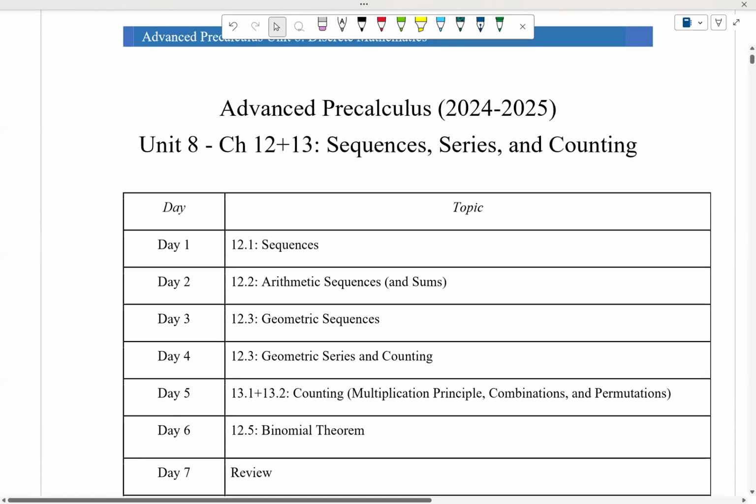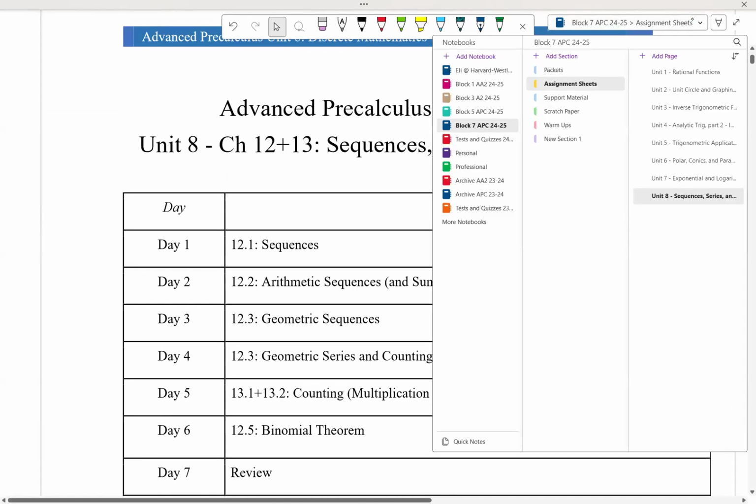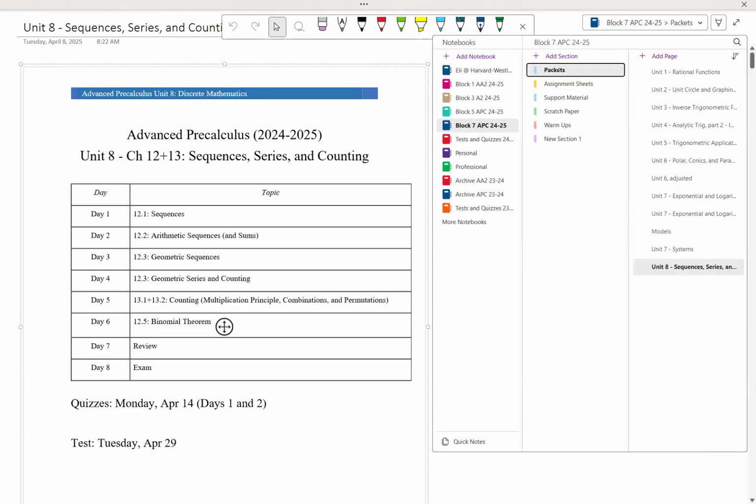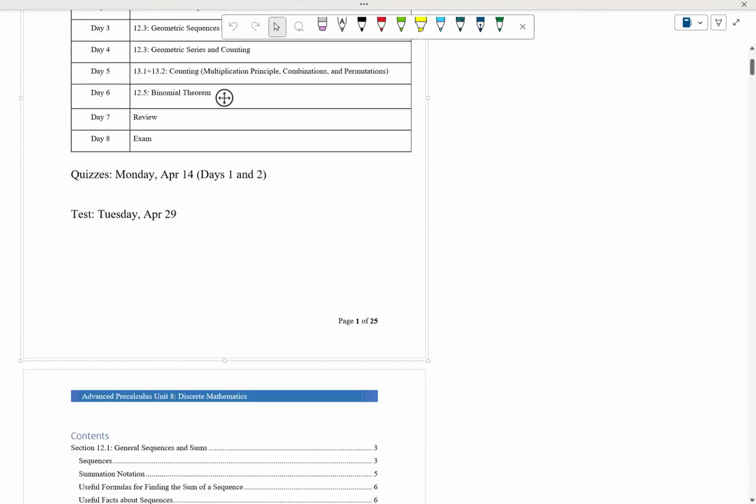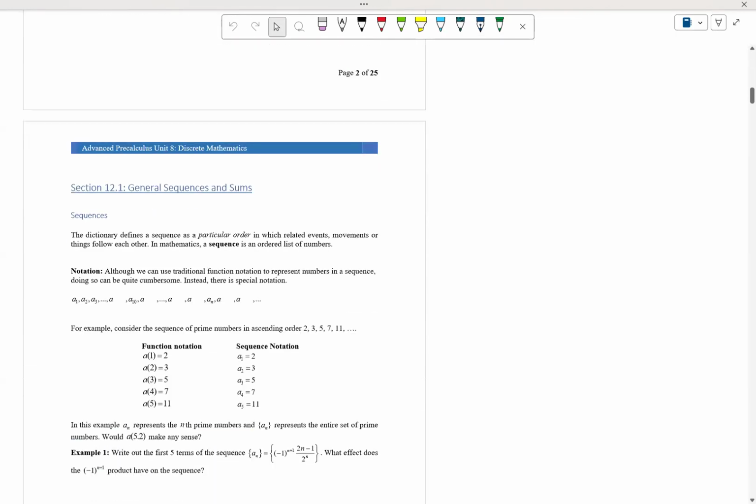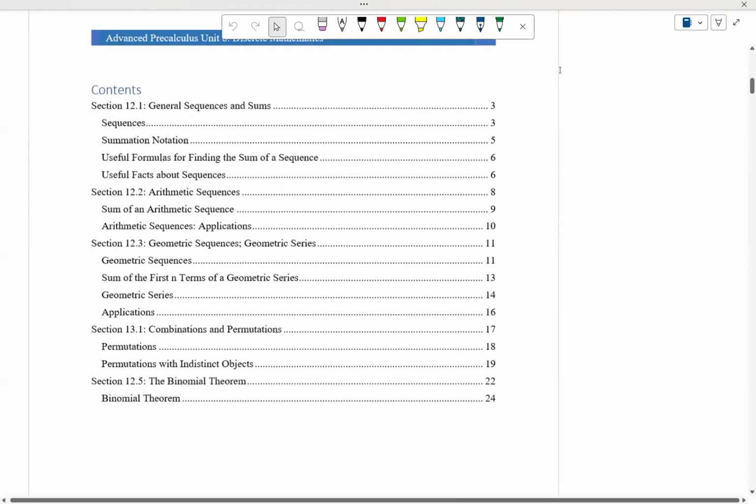If I have the rest of my packet, that'd be great. It's right here under packet. Okay. Does this help, these table of contents?